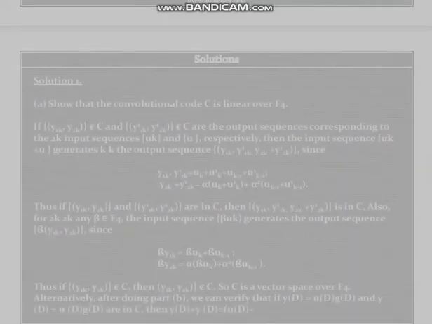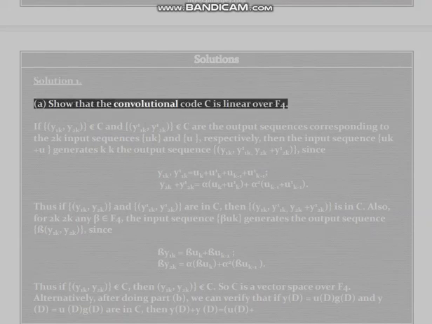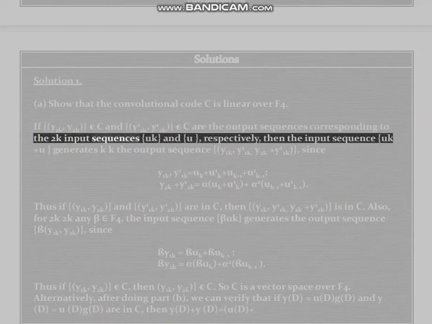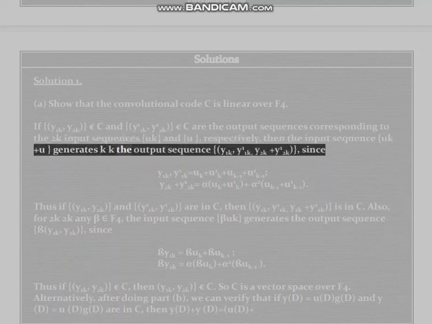Solution 1. A. Show that the convolutional code C is linear over F4. If (y1k, y2k) in C and (y1'k, y2'k) in C are the output sequences corresponding to the input sequences u_k and u'_k respectively, then the input sequence u_k plus u'_k generates the output sequence (y1k plus y1'k, y2k plus y2'k).